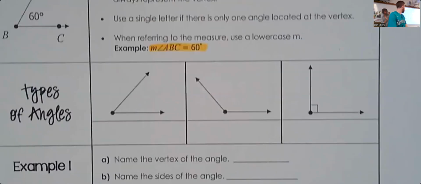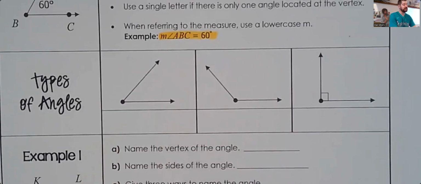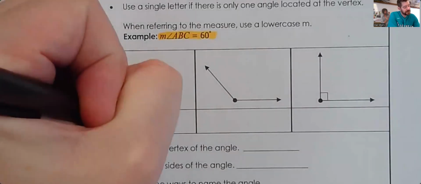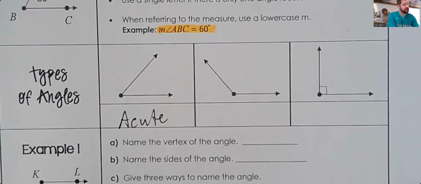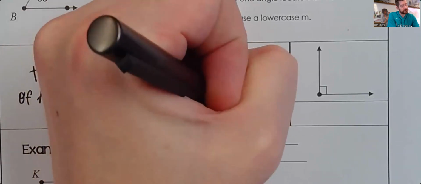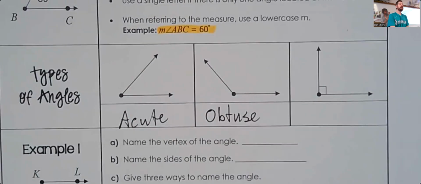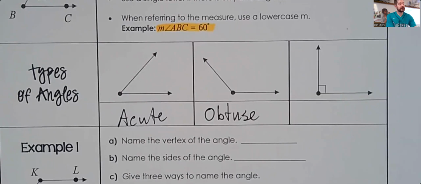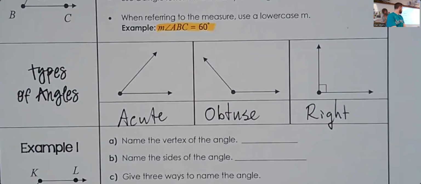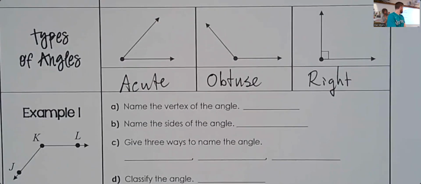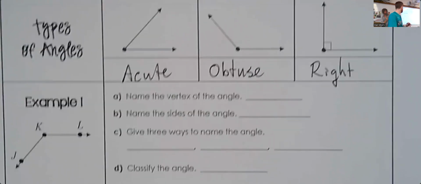The types of angles here. What type of angle is this first one? Acute. What about the second one? Obtuse. And then the third one? Right. All right. Let's keep going. So we got acute, obtuse, right. We've gone over pretty much all this stuff already with the dictionary, so let's move quickly.